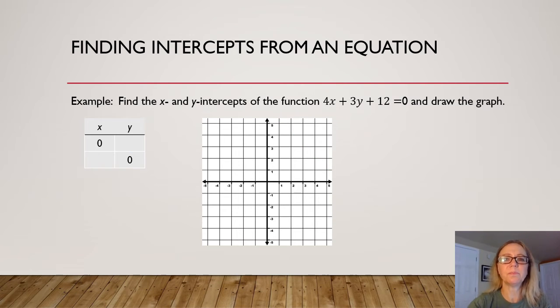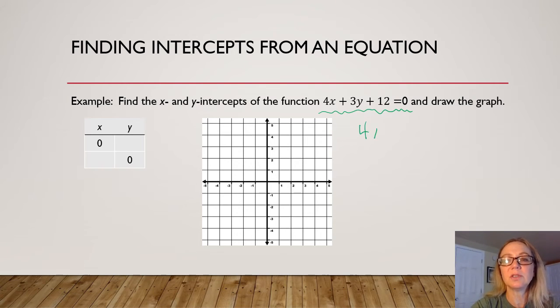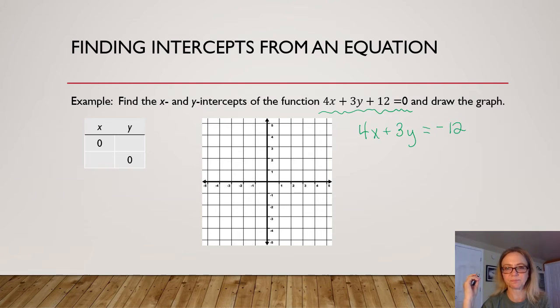One more example. 4x plus 3y plus 12 equals 0 is not in standard form. We need to move the 12, the constant, to the other side, and I do that using subtraction. So I subtract 12 from both sides, and now I have standard form.